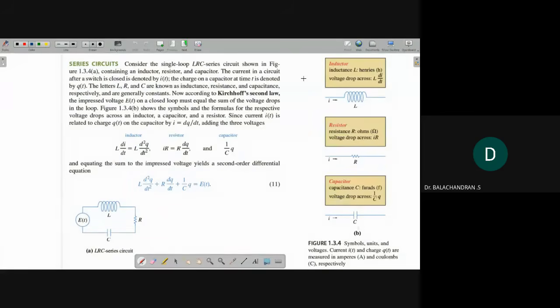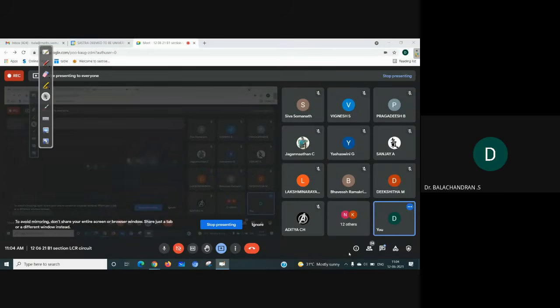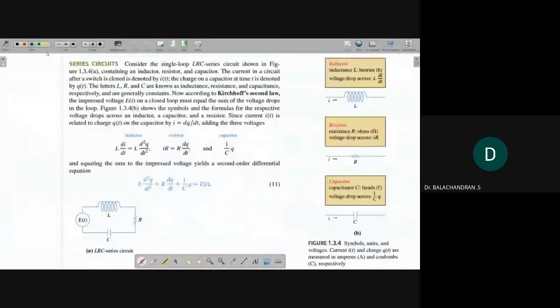Okay. Is the slide visible or dim? Visible, sir. Visible. Okay.